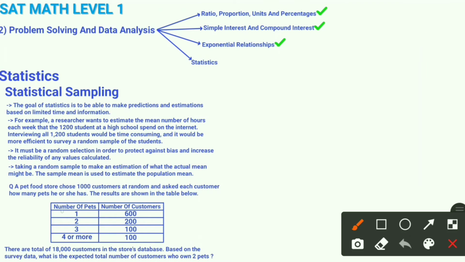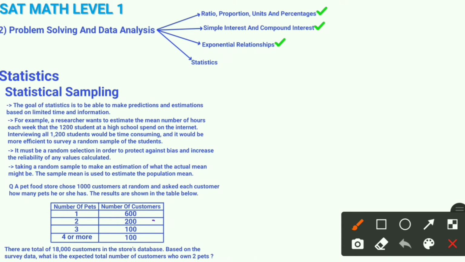And so we have this question. A pet food store chooses 1000 customers at random and asks each customer how many pets he or she has. The results are shown in the table above. There are a total of 18,000 customers in the store's database. Based on the survey data, what is the expected total number of customers who own 2 pets?